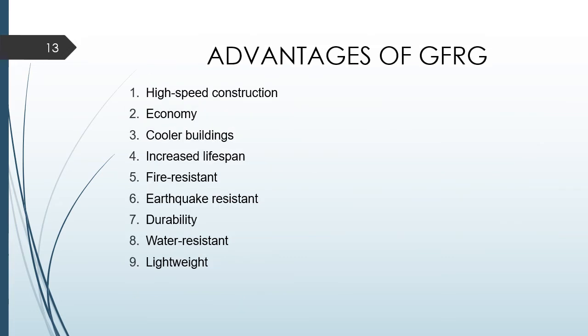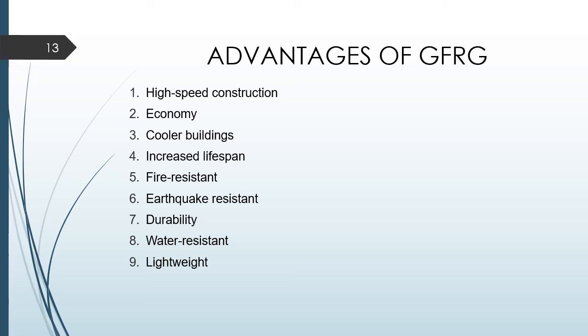The advantages of GFRG are as given below. First one is high speed construction. GFRG panels are already manufactured in the factories, hence the time required for construction using GFRG panels can decrease by about 30 to 40%. Second is the economy. GFRG decreases the usage of conventional building materials such as cement by almost 50%, steel by 35%, and sand by about 76%. This makes it more affordable and convenient for building construction.